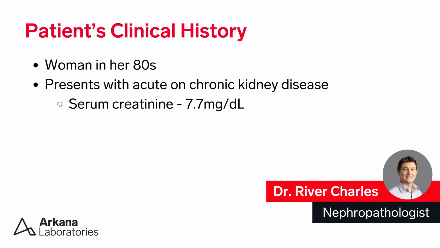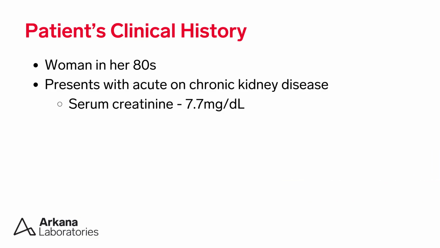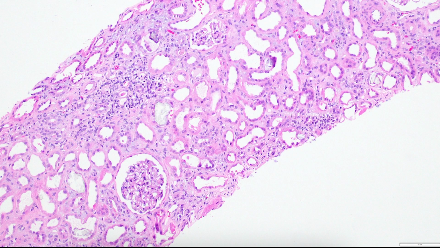Today our patient is a woman in her 80s who presents with acute on chronic kidney disease, serum creatinine up to 7.7 milligrams per deciliter. By light microscopic evaluation here on the H&E stain, we could see acute tubular injury and there's patchy interstitial edema, and then we could see occasional tubular crystals.